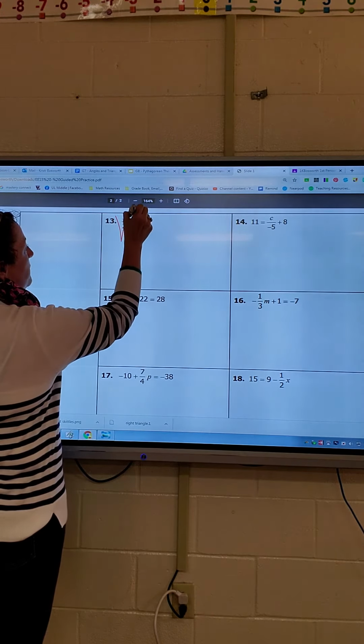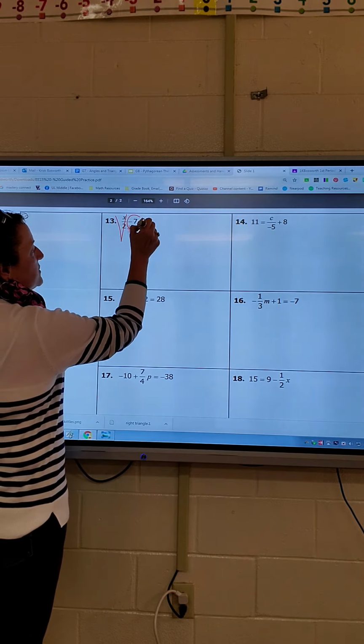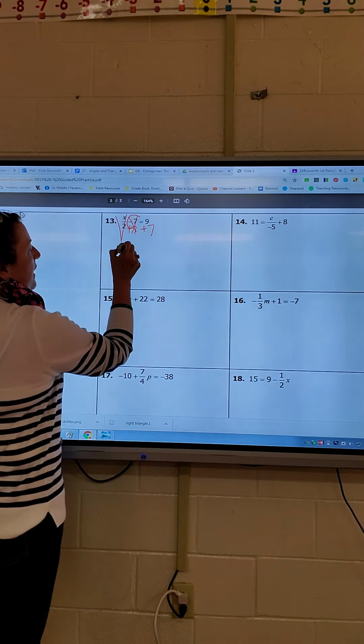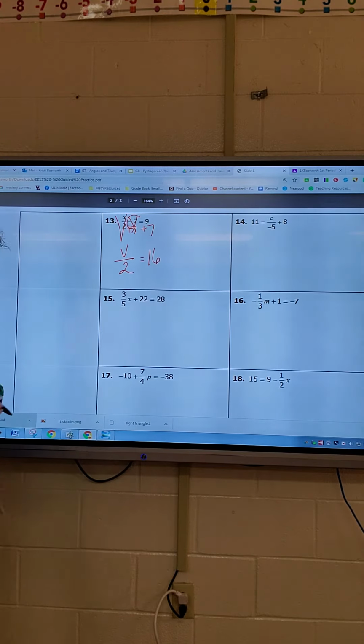Here's my variable term. Here's my constant term. So that means I'm going to be adding 7 to both sides. And that b divided by 2 is equal to 16, right?